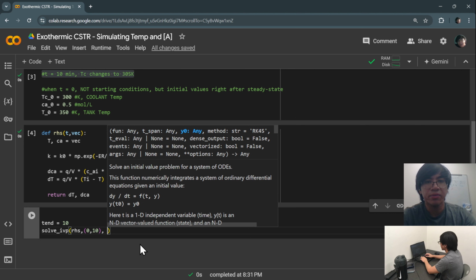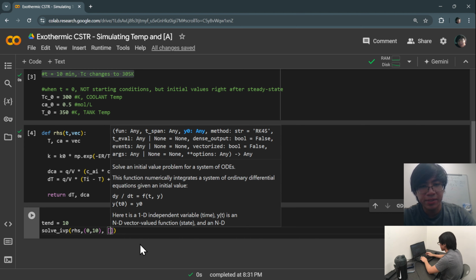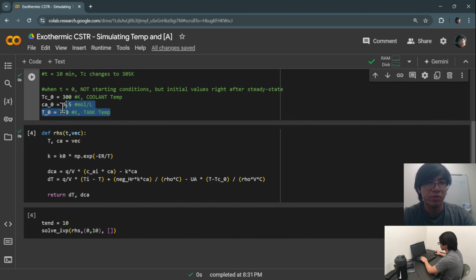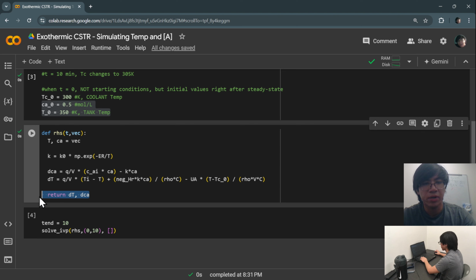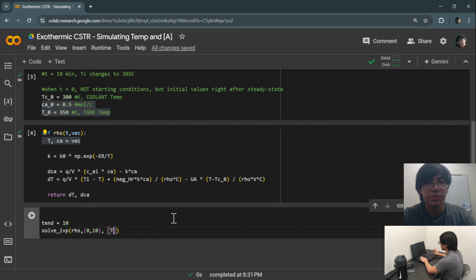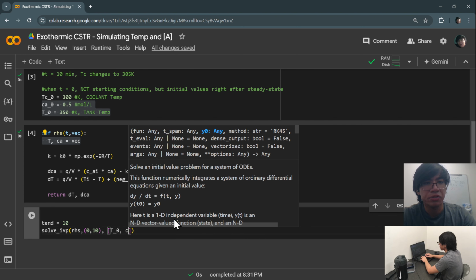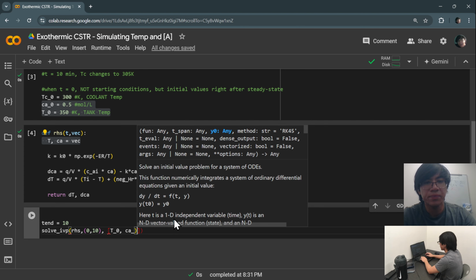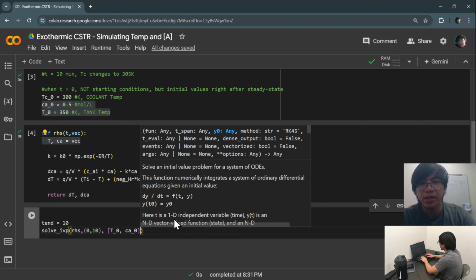And then after that, we have our supplied guesses. Remember, we want to put our guesses in the same order as we unpack the vector as before. So temperature first, temperature at T equals 0, and our concentration of A at T equals 0. And then what else do we have?